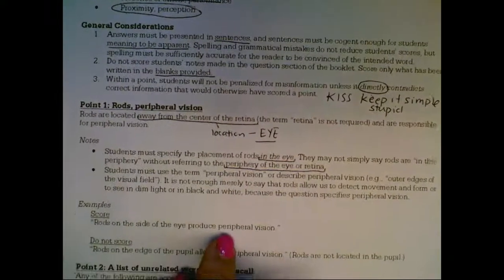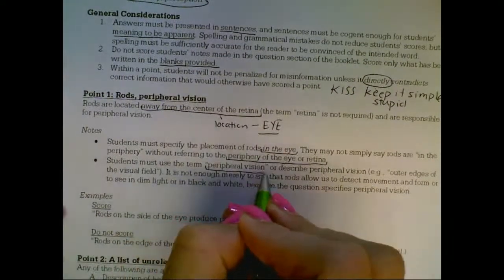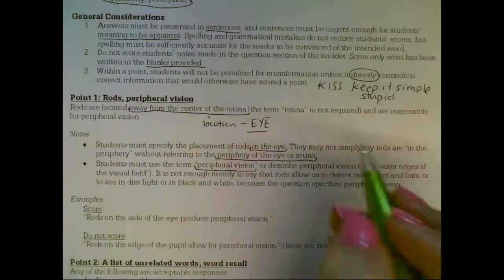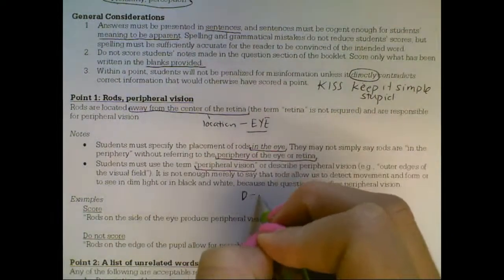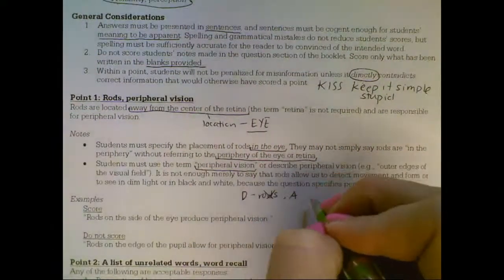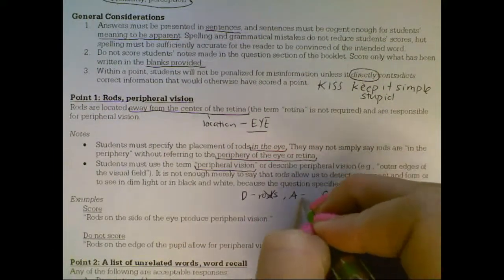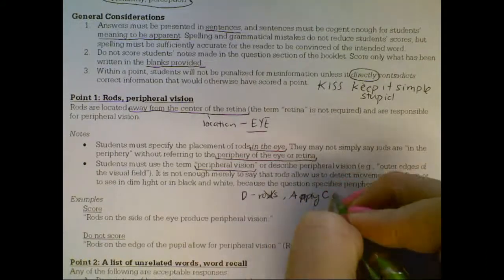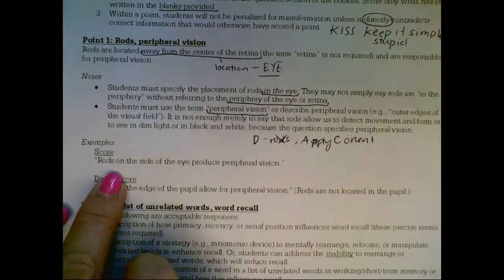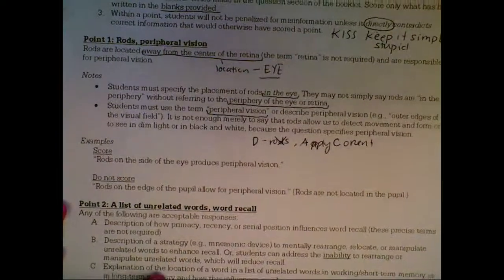Okay? Students must use the term peripheral vision or describe peripheral vision, outside edges of the visual field. It is not enough to merely say that rods allow us to detect movement and see light, because the question specifies peripheral vision. Okay, so if you would have just defined rods, that would not have scored a point. This is where, remember, I said to apply it to the question and then make connections. So you needed to apply and connect. Okay, so an example score: Rods are on the side of the eye producing peripheral vision. Simple. Do not score.